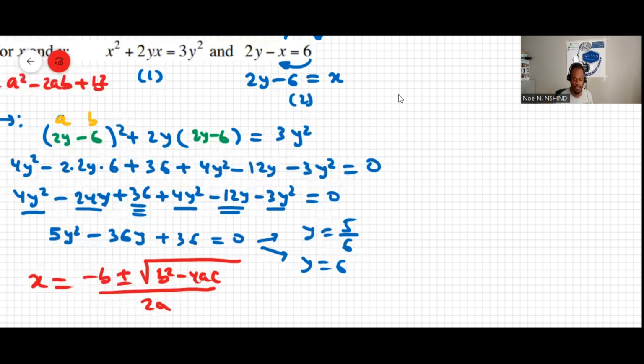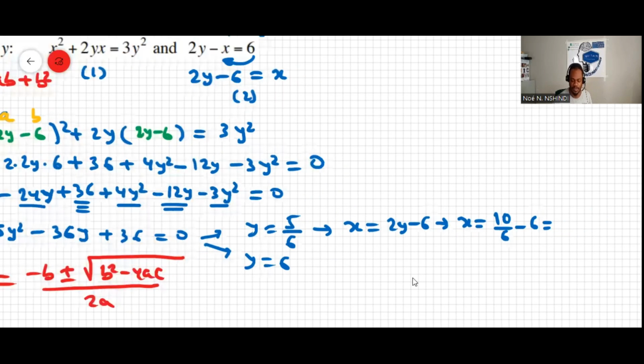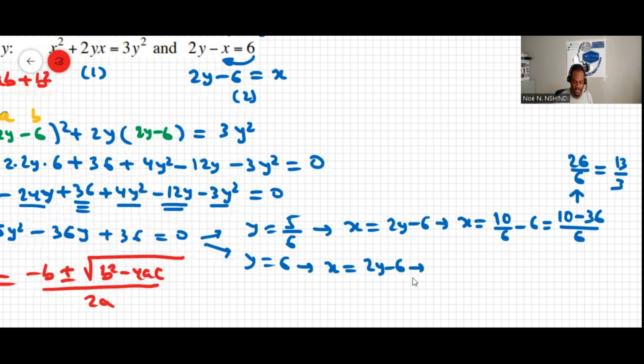We know that if y equals 5 over 6, then x, which was 2y minus 6, will be equal to, we sub 5 over 6 there, 10 over 6 minus 6. I have to move it a little bit like this. 10 minus 36 over 6, which means negative 26 over 6, which is negative 13 over 3. That's the value of x. And then x will be equal to 2y minus 6. If I sub 6 there, that makes 12 minus 6, and then x will be equal to 6. Okay, that was question 9.